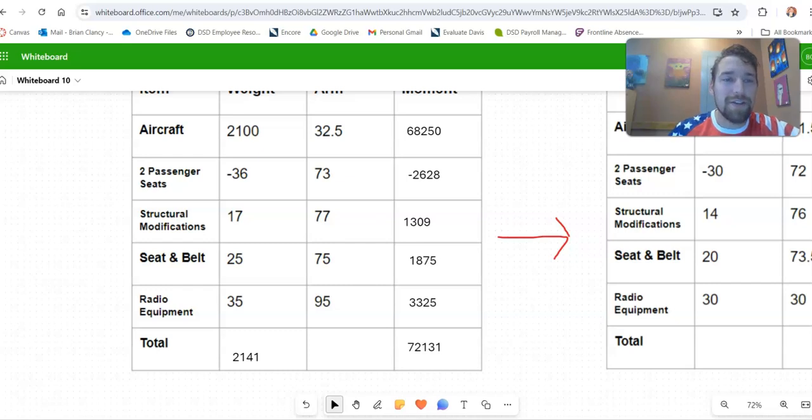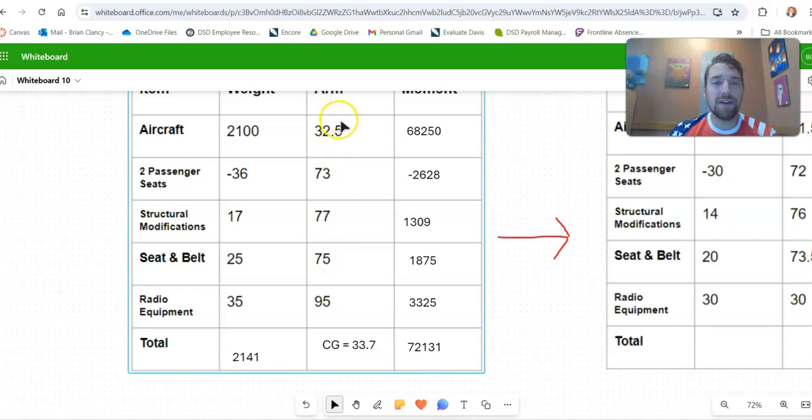Thank you for doing those calculations. If you followed along and did things the way that I've taught you in the previous lesson, you should have the following moment readouts as you see on your screen, and a total moment of 72,131 with a total weight of 2,131. Now go ahead, divide the moment by the weight, and let's figure out our center of gravity. Okay, thank you for doing that. If you did the calculations correctly, your empty weight center of gravity should be somewhere in the neighborhood of 33.7.